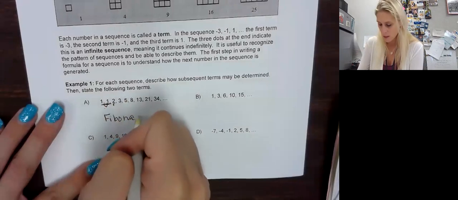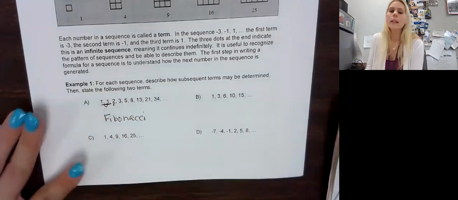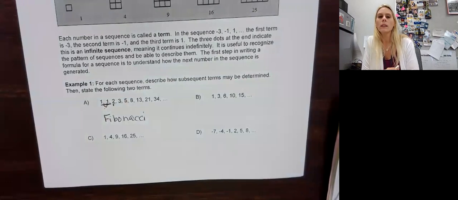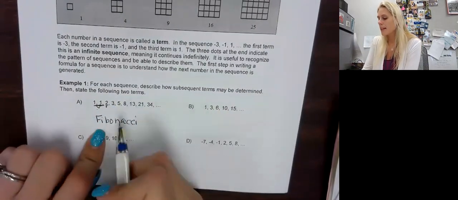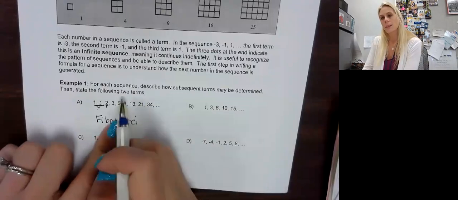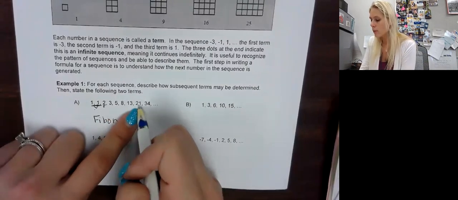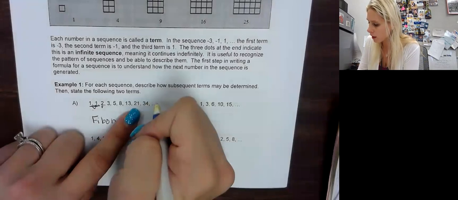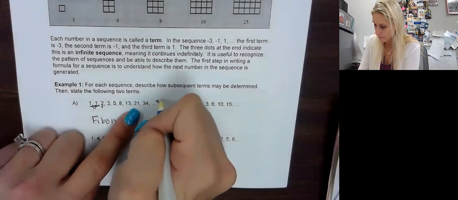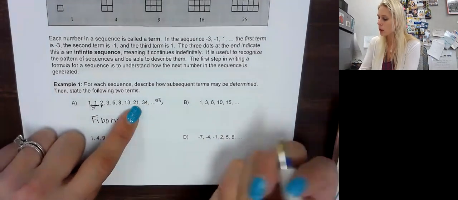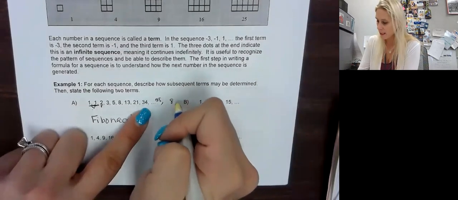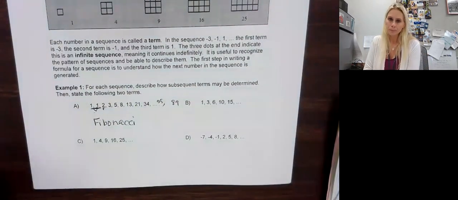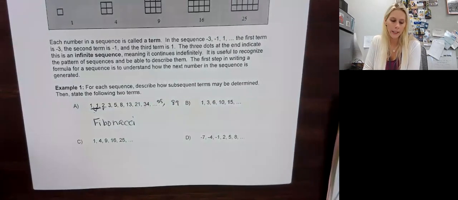Fibonacci. In these problems, it also wants us to state the following 2 terms. Knowing that we're adding the 2 terms to get the next one, 21 plus 34 is 55. Then we go one more term out: 34 plus 55 is 89. And we're done.